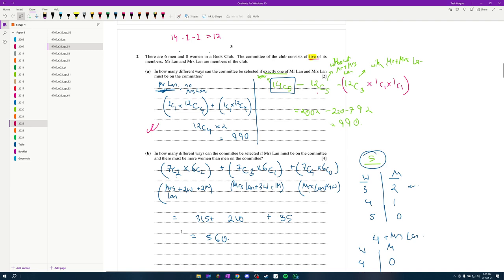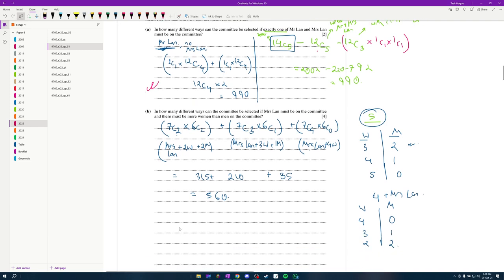In how many different ways can the committee be selected? Combinations again. If Mrs. Lan must be on the committee, and there must be more women than men on the committee. Okay. So, more women than men. As you can see, we did this type of sum. Make a table. Women, men. 3 women, 2 men. 4 women, 1 man. And 5 women, 0 men. But there's another condition. Mrs. Lan must be on the committee.